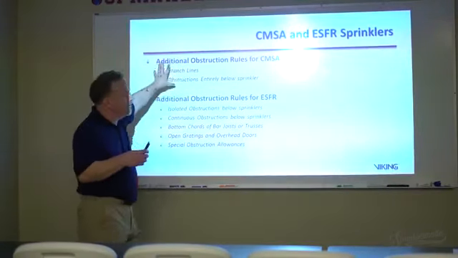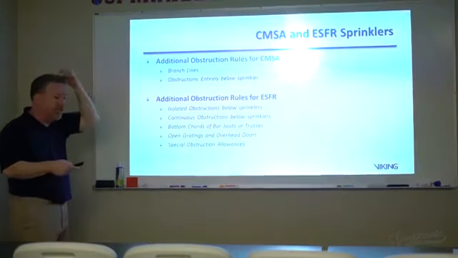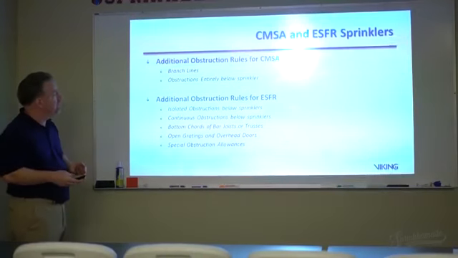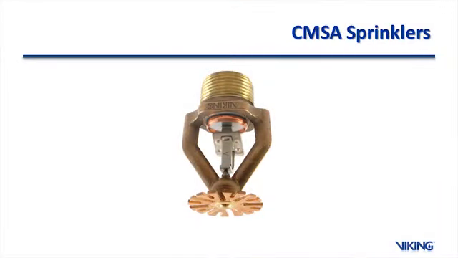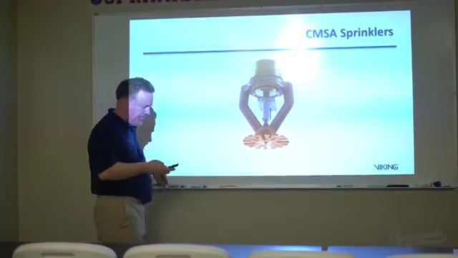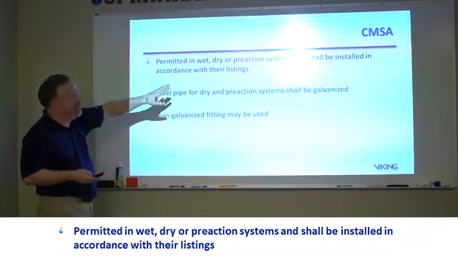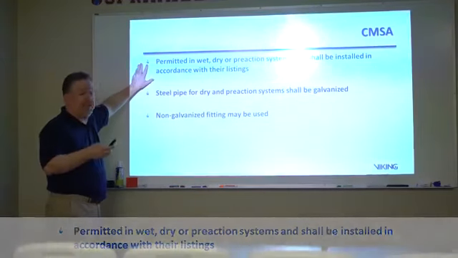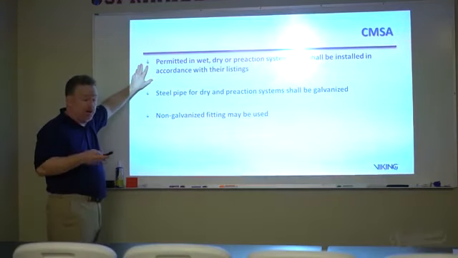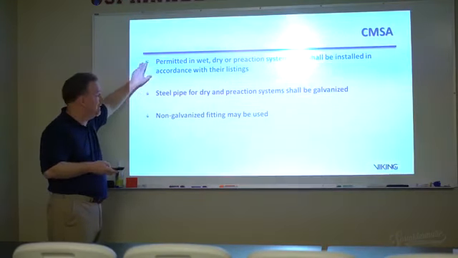So by the time you get to 8.11 and 8.12, these are specifically geared towards these sprinklers that protect storage occupancy. Now, I'll have you look at this, because in a minute I'm going to show you an ESFR sprinkler. Here's a CMSA sprinkler. It's permitted on wet or dry or pre-action systems and installed in accordance with its listing. You're not going to find a whole lot of spacing requirements and obstruction requirements on these, because it's going to be installed in accordance with its listing.